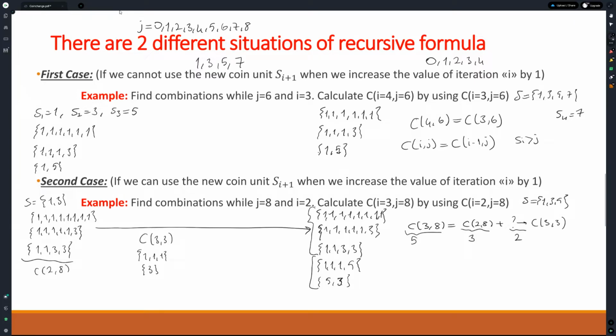If we write the general formula of the second case, C(I, j) equals C(I minus 1, j) plus C(I, 3). What's 3? 8 minus 5. So this is j minus 5, where 5 is Si, when Si is smaller than or equal to j.